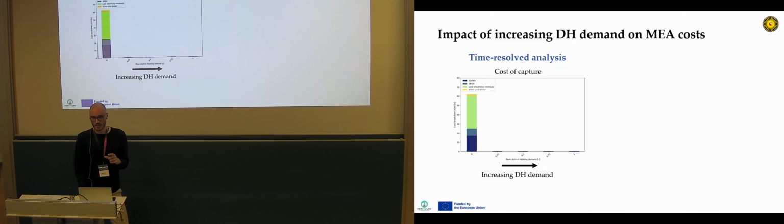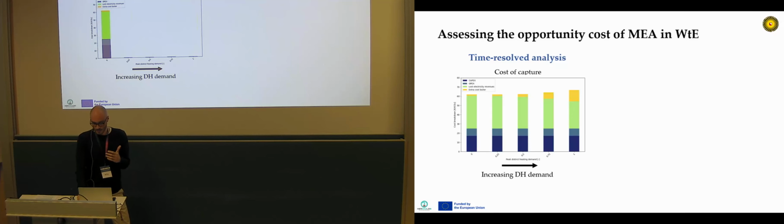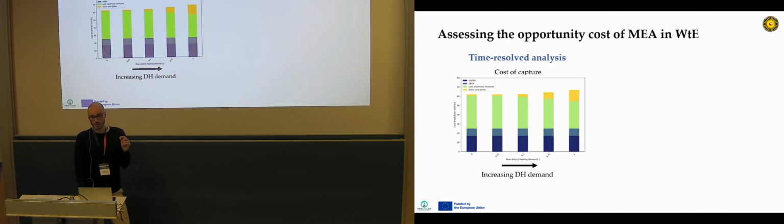In light green, there are the lost electricity revenues because you are supplying part of the heat to the MEA instead of using it to produce electricity and sell it. And in yellow, you have the extra cost of the boilers. And you can see that as the district heating demand increases, the cost for the boiler also increases quite significantly, and the lost electricity revenues decrease. So the cost of capturing one unit of CO2 changes depending on the district heating demand.